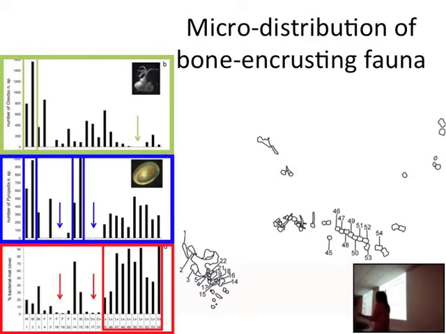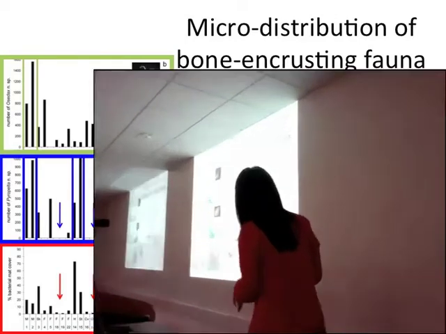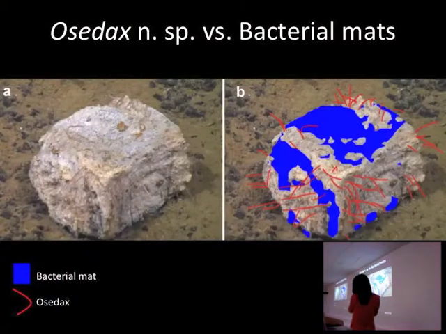So when I ran some statistics on it, we could see that there was a correlation between the bacterial mats abundance and the Pyropelta abundance, a positive correlation. So the more bacterial mats there were on certain bones, then the more Pyropelta there would be as well. And with the Osedax, we saw a completely different trend. The more bacterial mats there were on bones, then the less Osedax there would be. And so I have a few reasons why I think this is, which I'll tell you shortly.